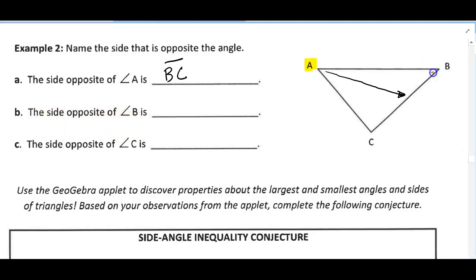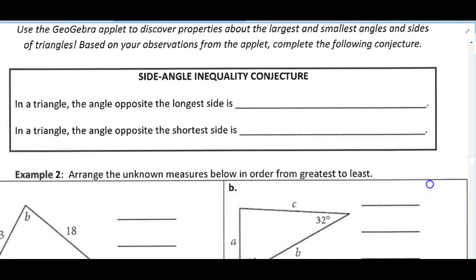Alright, then we move on to the side opposite angle B. So here's angle B. I'm going to go clear across the triangle, and that would give me segment AC. And then for our last one, the side opposite angle C. So here's angle C. If I go right across opposite that in the triangle, I get segment AB. So if you're not clear on how to find the side opposite an angle, or even an angle that's opposite a side, make sure you get some help on that.